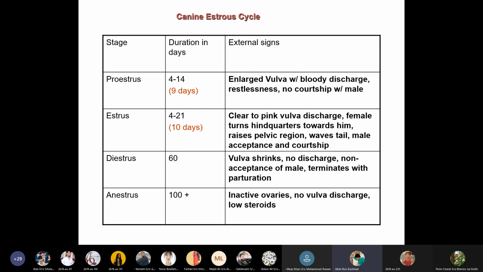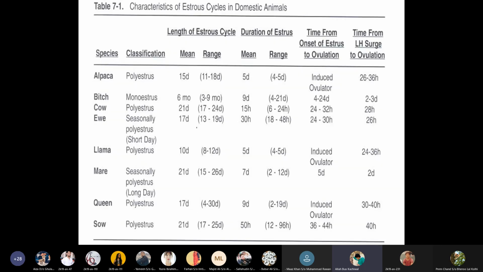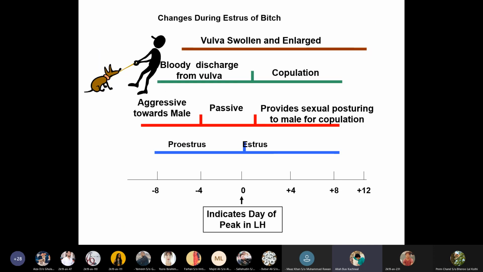Proestrus is 4 to 14 days, estrus is 21 days, diestrus is 60 days, and anestrus is 100 days inactive. So this is the chart of the length and duration of the estrus cycle.